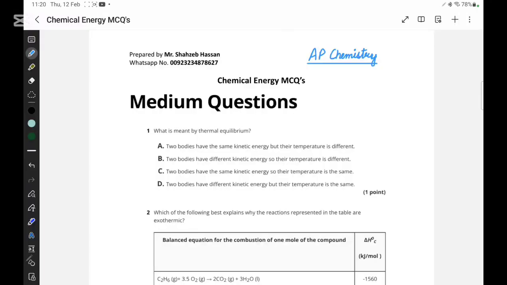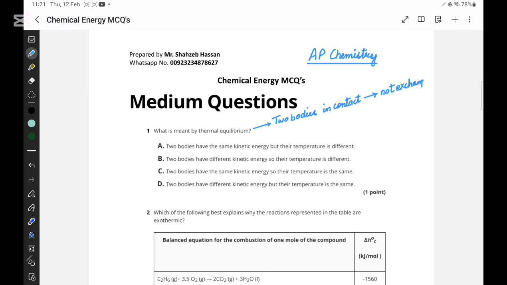Going to discuss the MCQs related to chemical energy. So what is meant by thermal equilibrium? Thermal equilibrium is the place when you can say two bodies which are in contact are not exchanging heat.